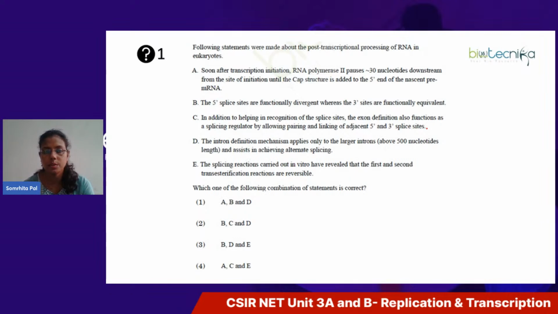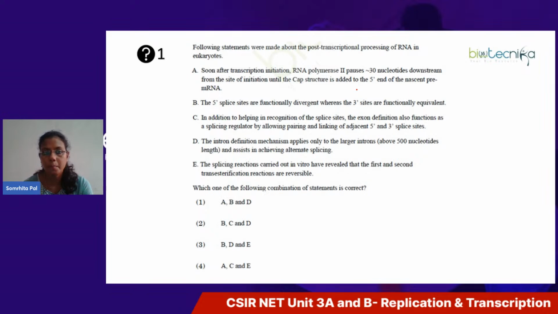It is saying the following statements were made about the post-transcriptional processing of RNA in eukaryotes. Statement A: soon after transcription initiation, RNA polymerase II pauses approximately 30 nucleotides downstream from the site of initiation until the cap structure is added to the 5' end of the nascent pre-mRNA.